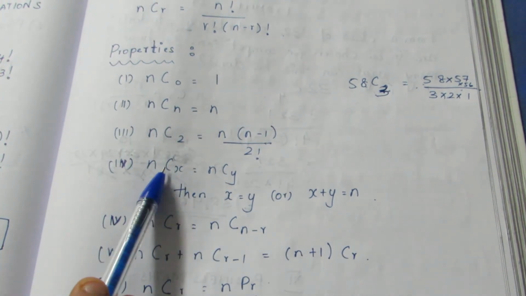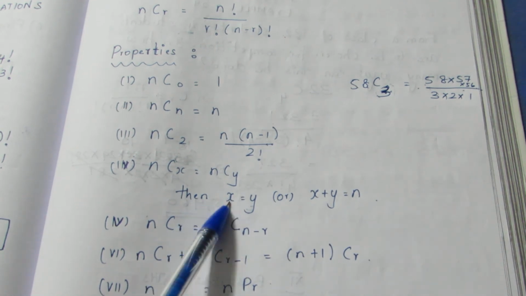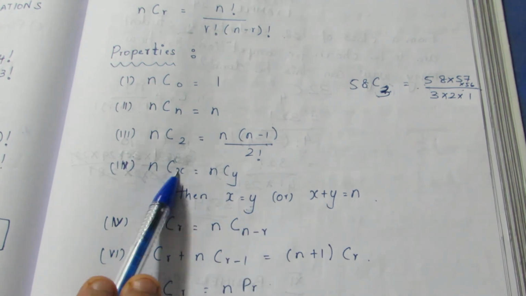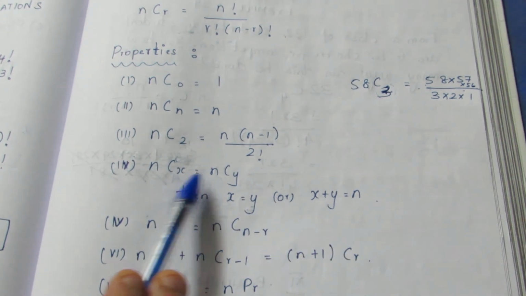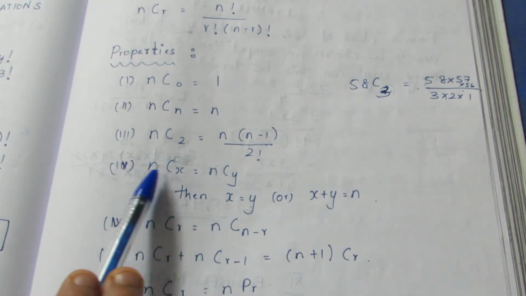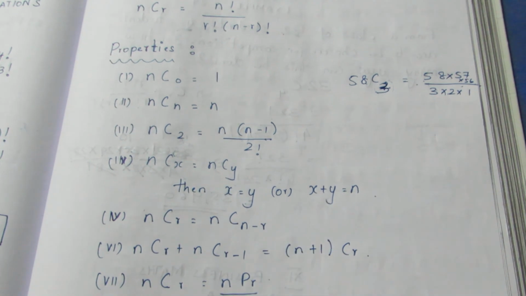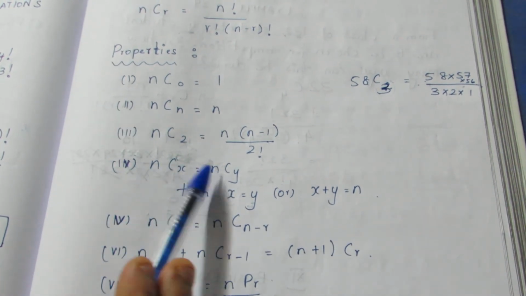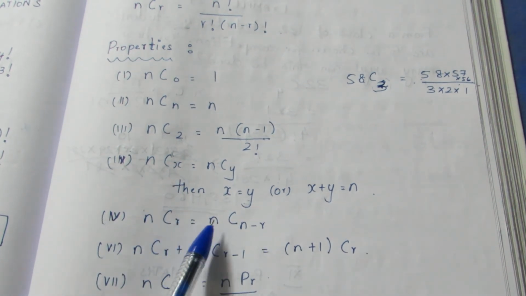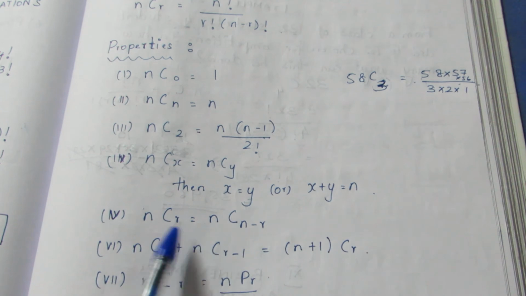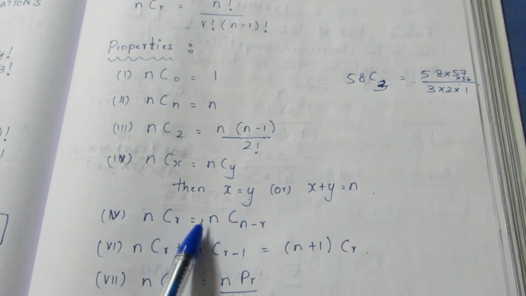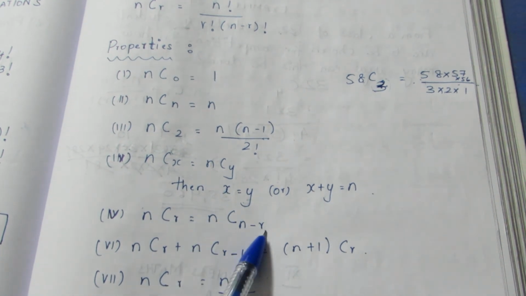If nCx is equal to nCy, then x is equal to y, or x plus y is equal to n. If the numbers are different, then you can use x plus y equal to n. You can use this when these two combinations are equal. Now nCr can also be written as nC n minus r. So if both numbers are bigger, then we can use this formula, nCr is equal to nC n minus r.